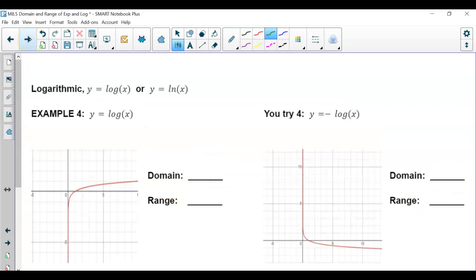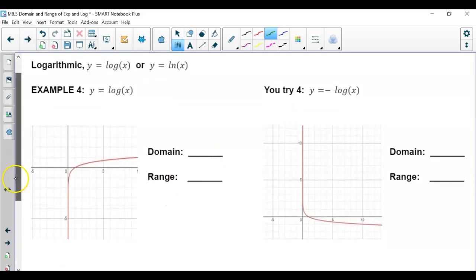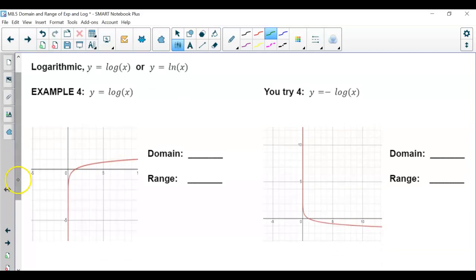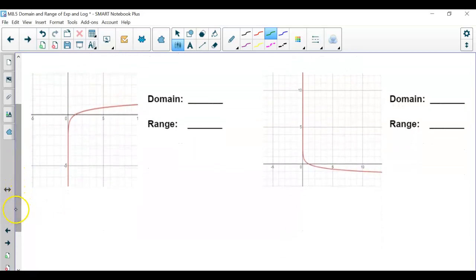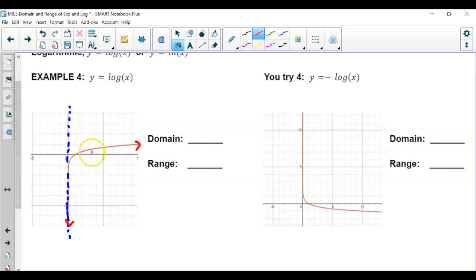So now with our log, remember, the log is the inverse of our exponential. So here in this example, notice we have this vertical asymptote, approaching but never reaching. And so our log function, our graph, is constantly going down and constantly going up. With that up and down direction, that is our y values, which is our range. So now our range is from negative infinity to infinity.